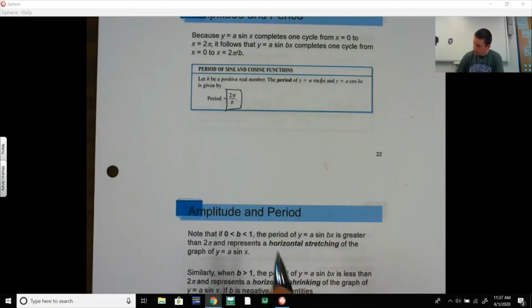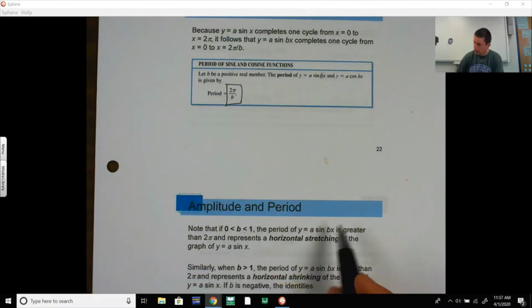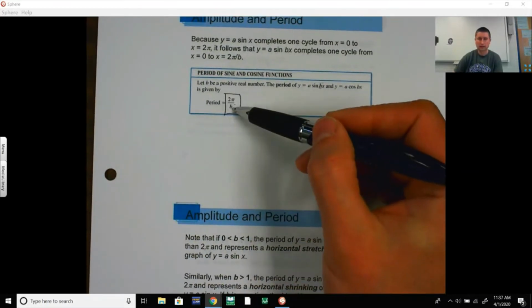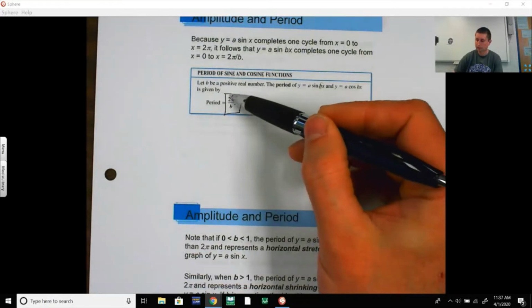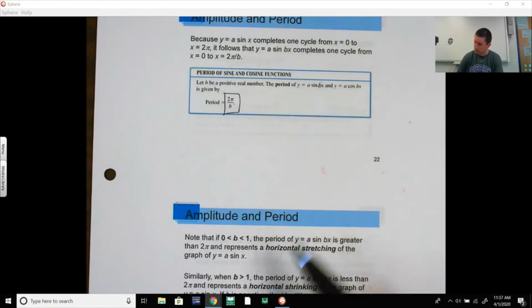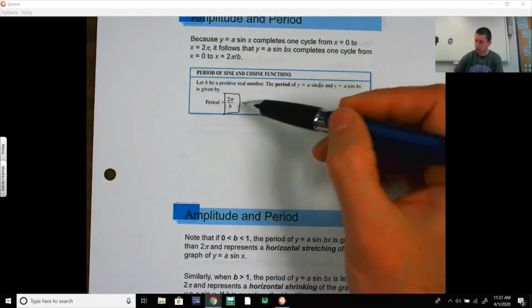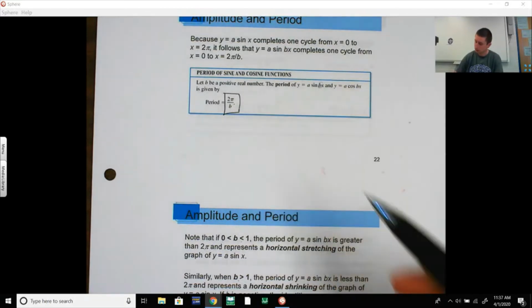So note that if b is between 0 and 1, the period is going to be greater than 2 pi, because if you have a number that's less than 1, this is going to get bigger. Number sense: if b is greater than 1, it's going to be a horizontal shrink. That's going to get smaller than 2 pi for your period.